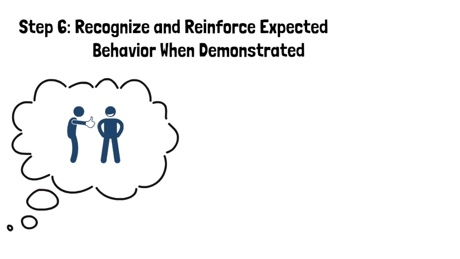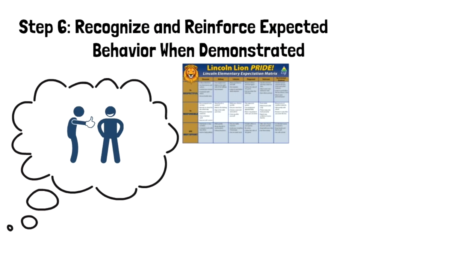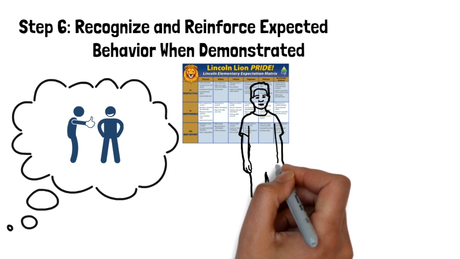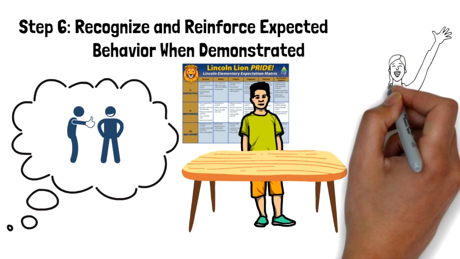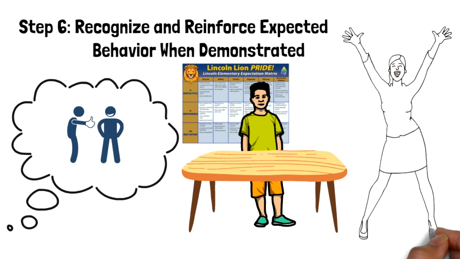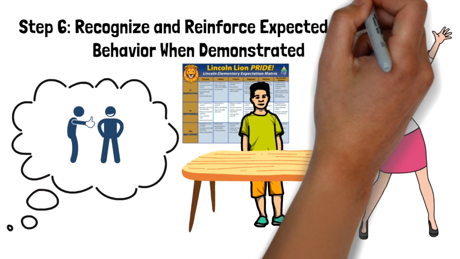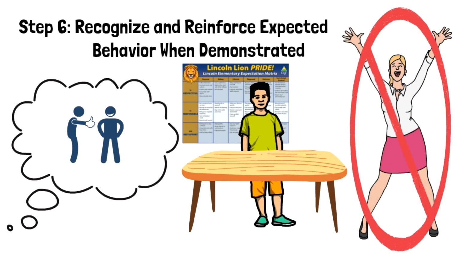Step 6. Recognize and reinforce expected behavior when demonstrated. Avoid being too enthusiastic when the student demonstrates expected behavior, as that over-the-top reaction might be off-putting to a student. This is especially true for students who prefer to avoid adult attention.